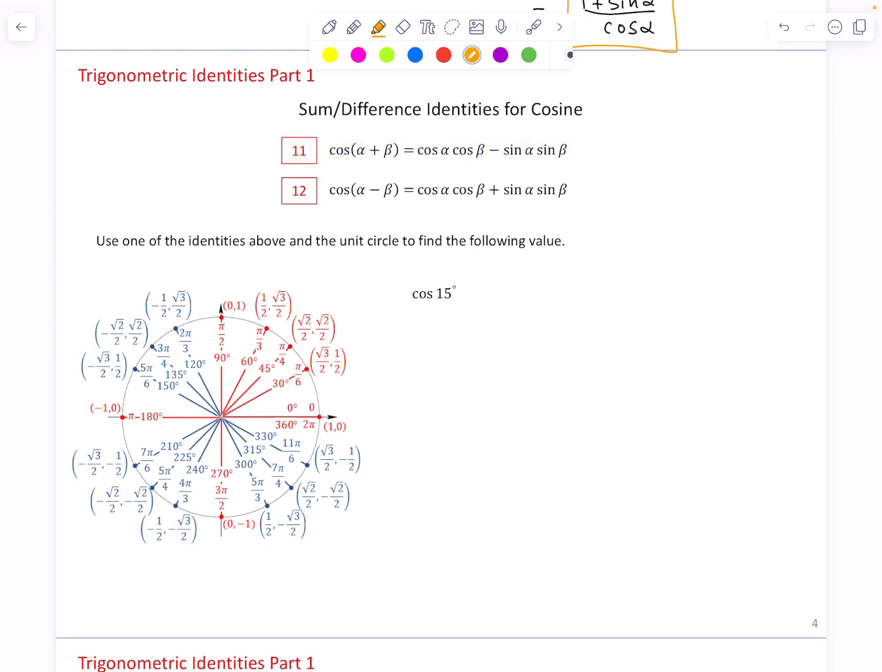If you take identity 11 and you change all the betas to negative betas, then alpha plus negative beta will become alpha minus beta. The cosine of negative beta, cosine's an even function, so that just becomes cosine of beta again.